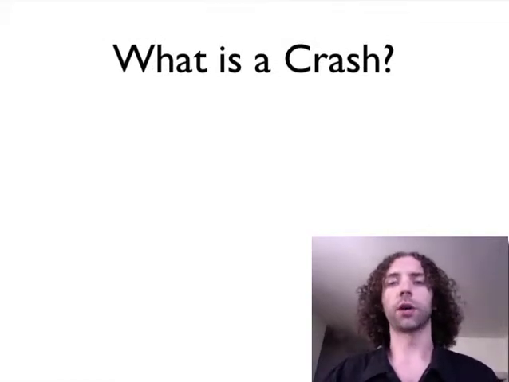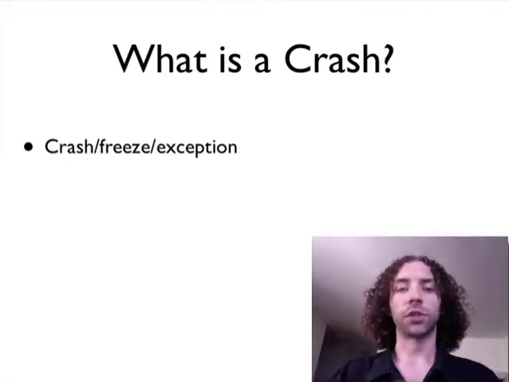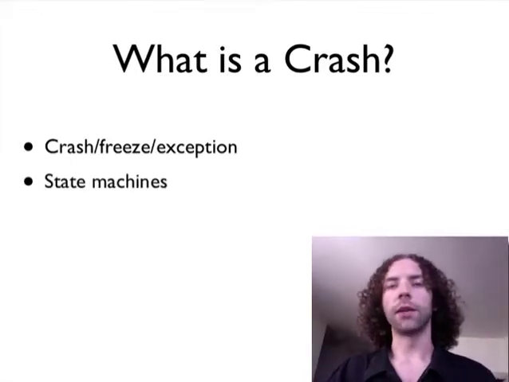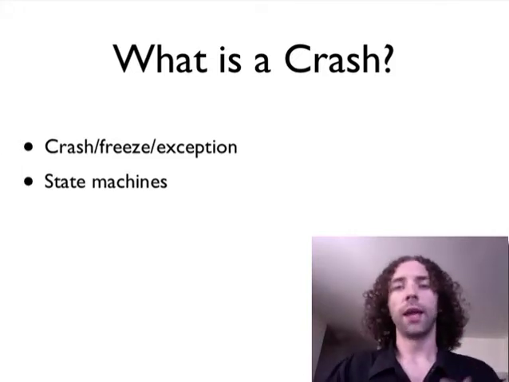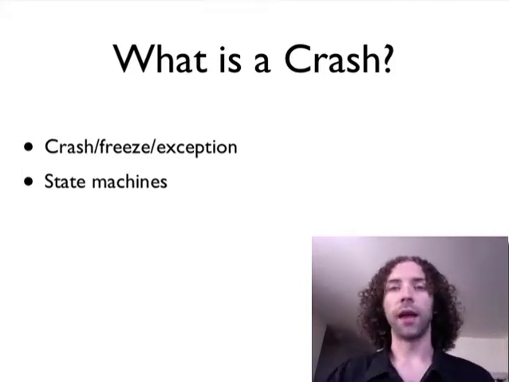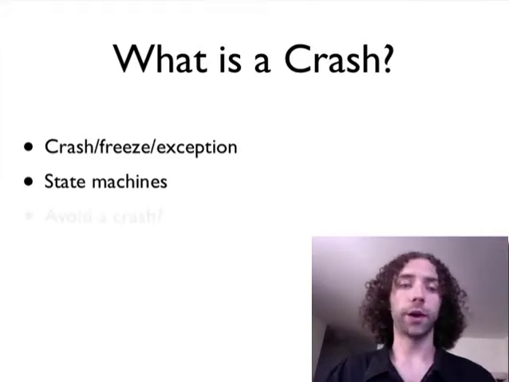So first of all, I'm going to talk through what a crash is, in the sense of how it differs from a freeze or an exception, just some basic terminology. Then I'm going to talk about state machines, which are a way to describe in a diagram what a program is actually doing and how you can tell that it's correct, and technically what a crash actually shows up as in that diagram and why it's there.